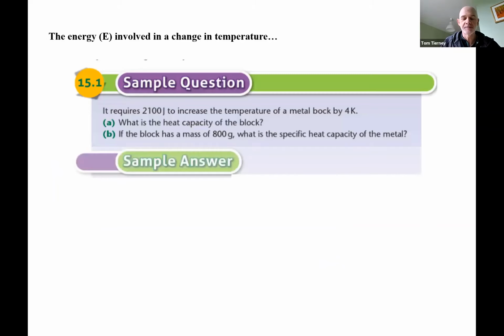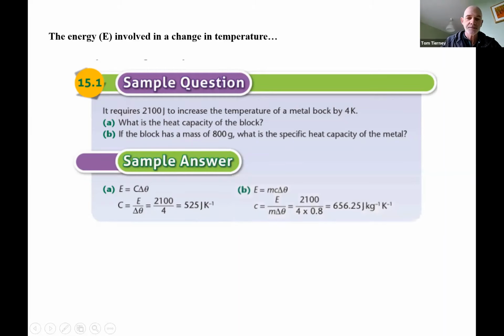This simple maths involved: if 2,100 joules increase the temperature of a metal block by 4 Kelvin, what is the heat capacity of the block? So that's heat capacity, not specific, so it's E equals capital C delta theta. You rearrange the formula, C is E divided by delta theta, that's 525 joules per Kelvin. But if we're asked for the specific heat capacity of the material, then that's E equals mc delta theta with the small c, specific heat capacity, and it works out to be 656.25 joules per kilo per Kelvin. Notice the different units there. So for an object, we're dealing with heat capacity. For a substance, we're dealing with specific heat capacity.